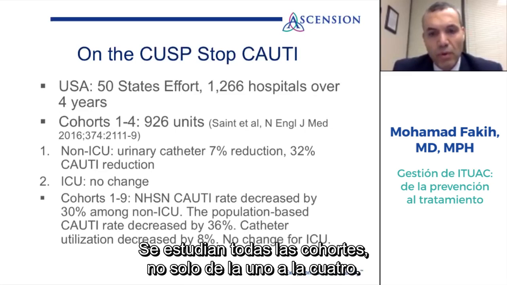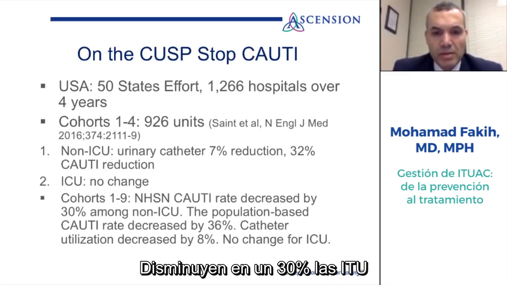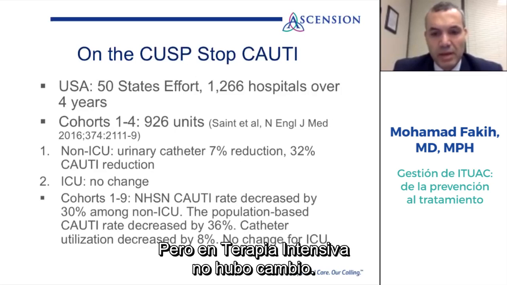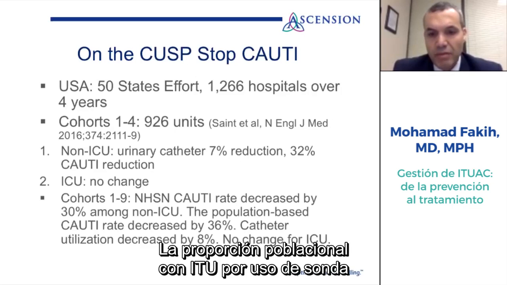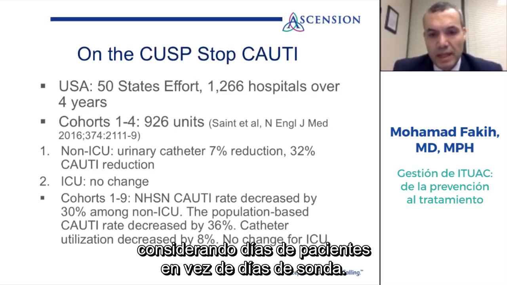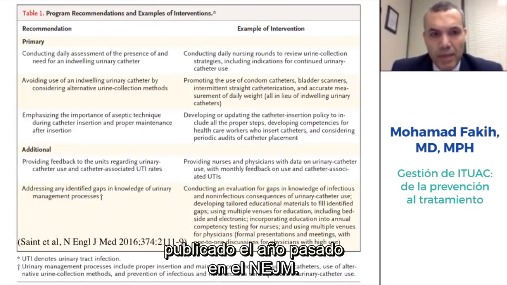I can tell you that cohorts 1 through 9, the whole cohort, not just 1 through 4, had a similar result to 1 through 4. The catheter-associated UTI rate decreased by about 30% in the non-intensive care units, but not in the ICU. ICU, no change. And if you look at the population-based CAUTI rate, it decreased even more, about 36%, if you use patient days instead of catheter days. Again, this is the On the CUSP Stop CAUTI paper published in the New England Journal of Medicine last year.